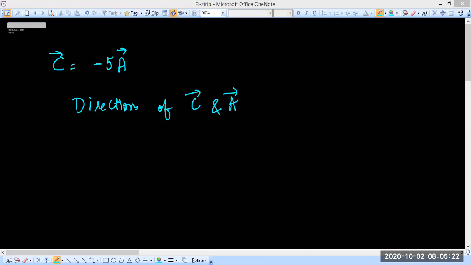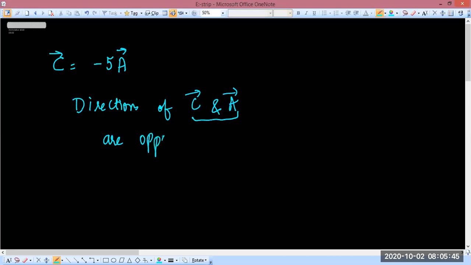Yes, very good, Tamanna. That's right. Well done, Divya, Krisha. That's right. Direction of c vector is negative is not correct. No. The correct answer is that these two vectors, c vector and a vector, are opposites, right? The direction of c vector and a vector are opposite to each other, right? Okay, I hope that is absolutely clear.